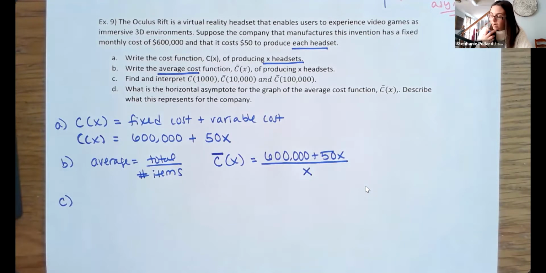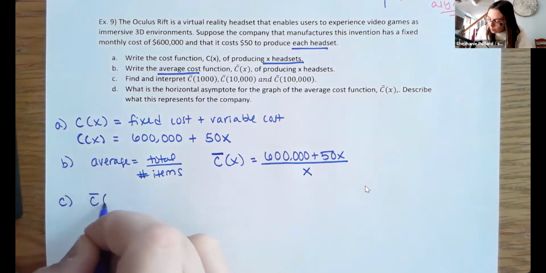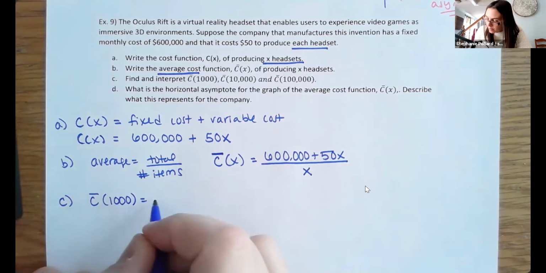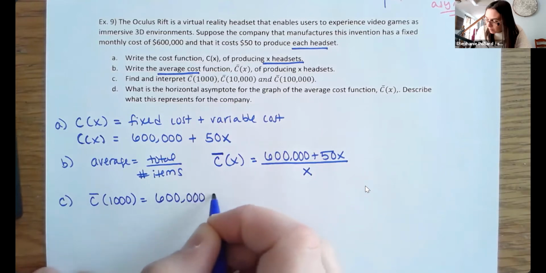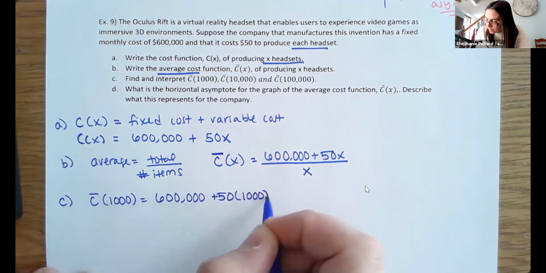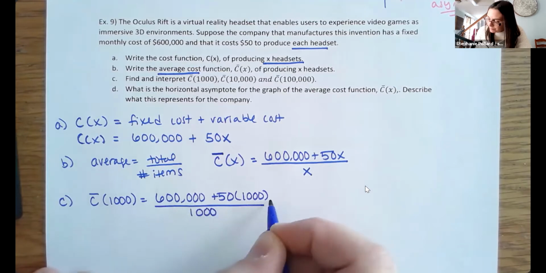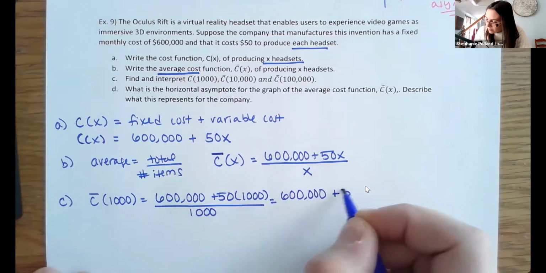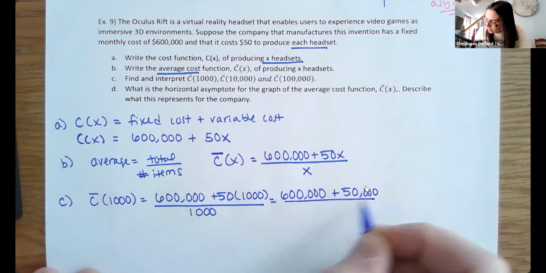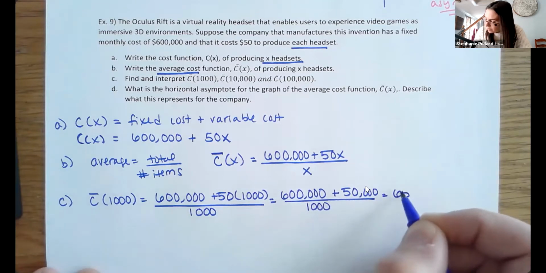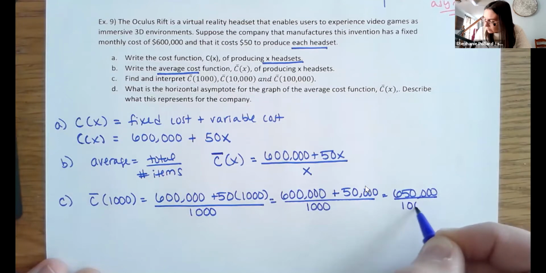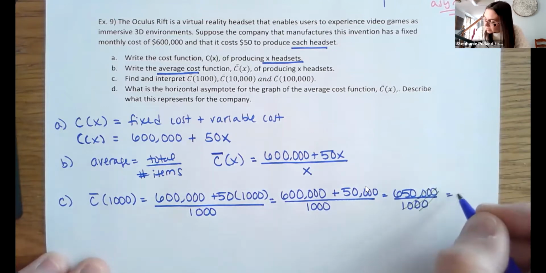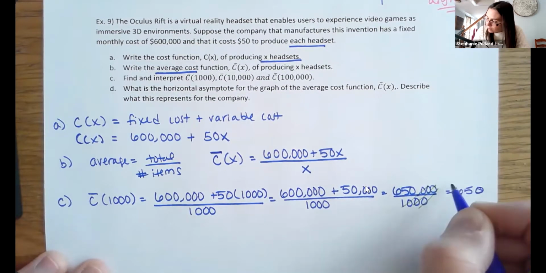And we're going to find and interpret our three values. So I want to plug in 1,000 and then 10,000 and 100,000. So let's plug in one at a time. So I plug in 1,000, I have 600,000 plus 50 times 1,000 all over 1,000. So I have 600,000 plus 50,000 all over 1,000, which is 650,000 all over 1,000. And then you can, of course, simplify here. So I can cancel the 3 zeros and you're left with just 650. Now this is a cost, so this is going to be in dollars.